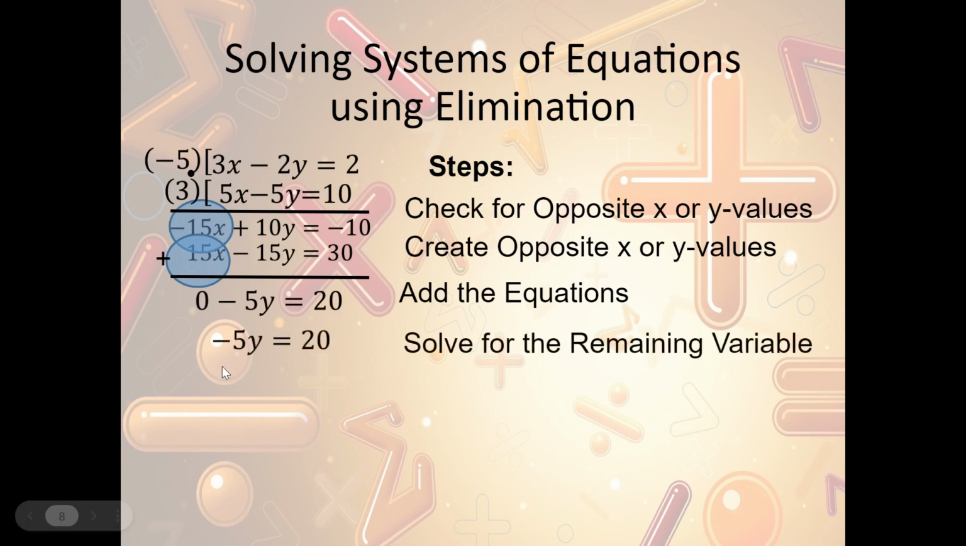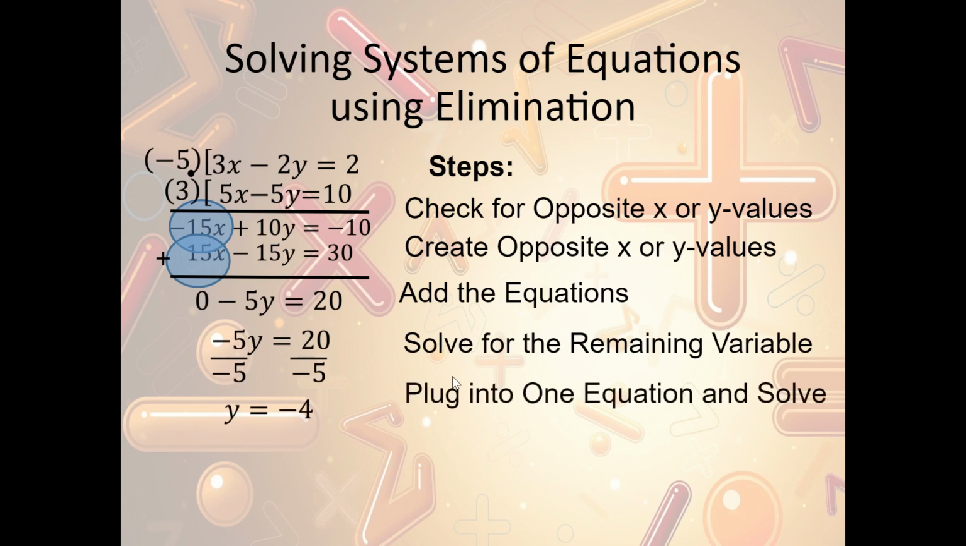I'm going to solve, divide both sides by -5, and I get y is equal to 20 divided by -5 is -4. Then I'm going to plug that into one of the equations and solve for x. So I'll pick 3x minus 2y is equal to 2. I'm going to plug -4 in for y. Then we'll combine these, so we have -2 times -4 is +8. So we get 3x plus 8 is equal to 2.